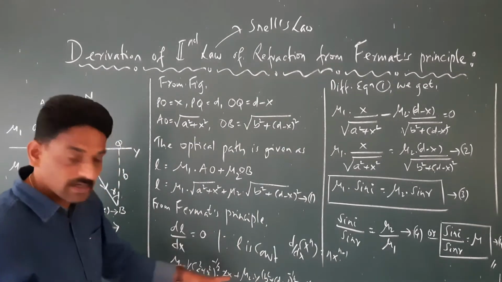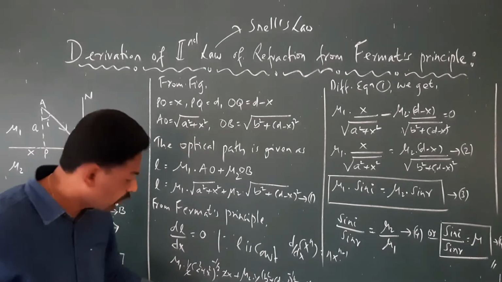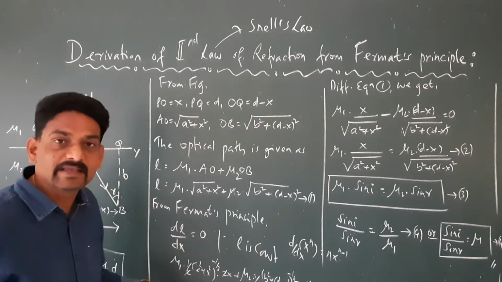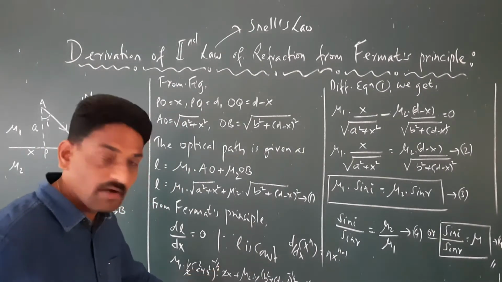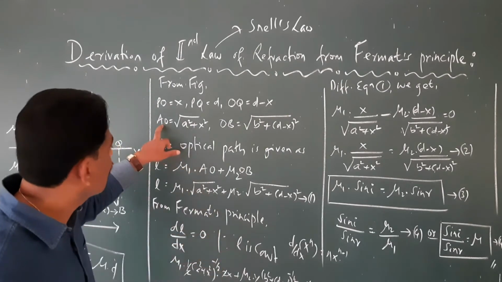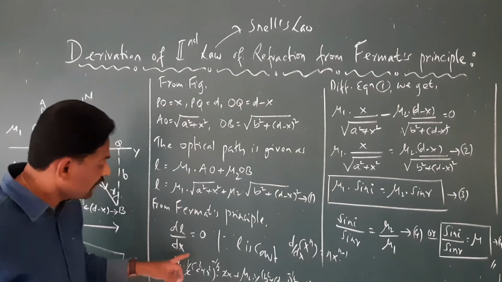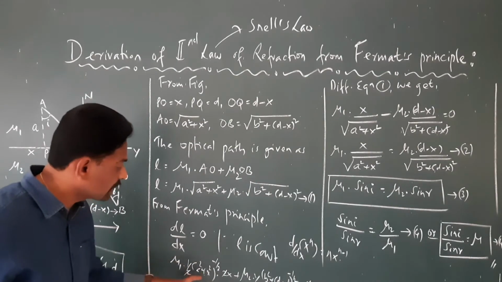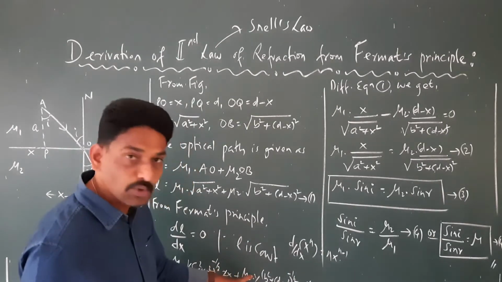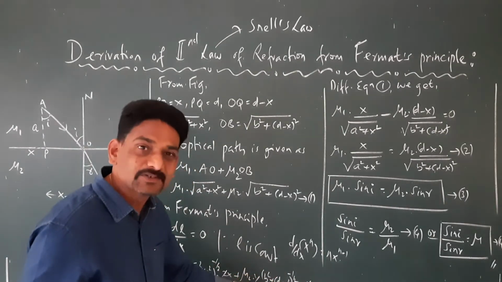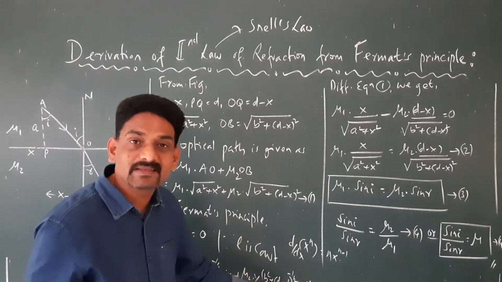Then what are we left with? mu1. You take this term to the denominator. It is going to be square root of a square plus x square. What is a square plus x square raised to half? That is nothing but AO. So if you take it to the denominator, it is going to be mu1 divided by square root of a square plus x square. Similarly, here we are left with mu2. Take it to the denominator. It is going to be mu2 divided by square root of b square plus b minus x square.